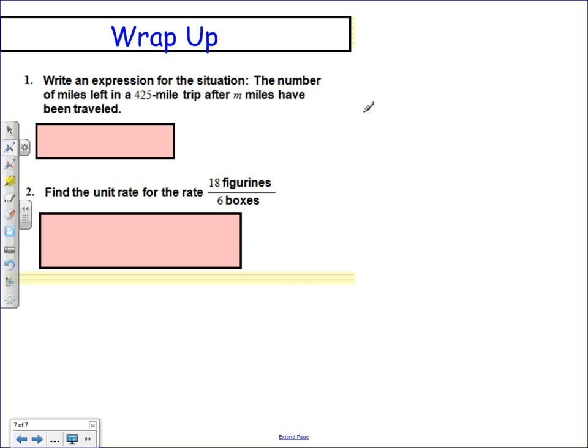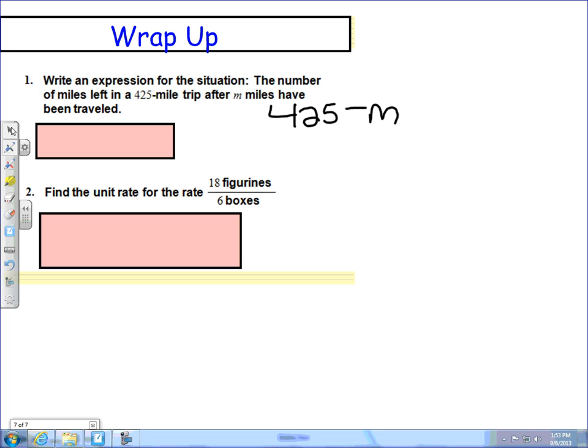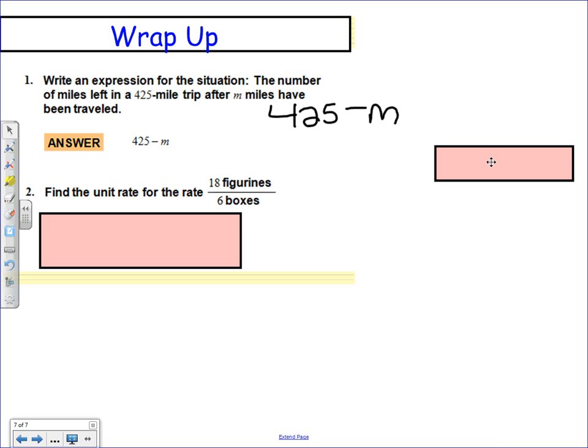Here's the situation. The number of miles left in a 425-mile trip after m miles have been traveled. So we start at 425 miles. m is our unknown. To know how many are left, we're going to have to subtract. So that would be our expression. We'll double check it here just to be sure. And that is correct.